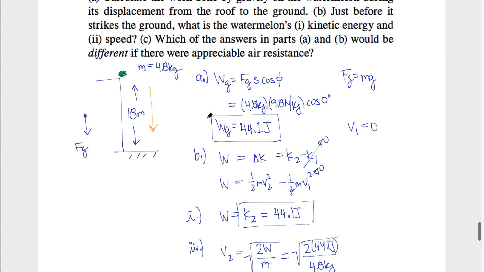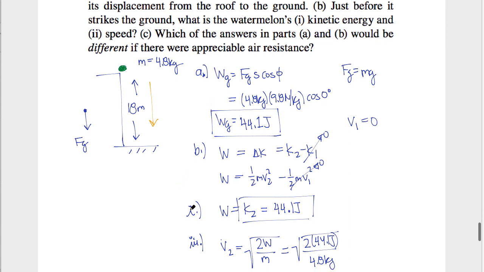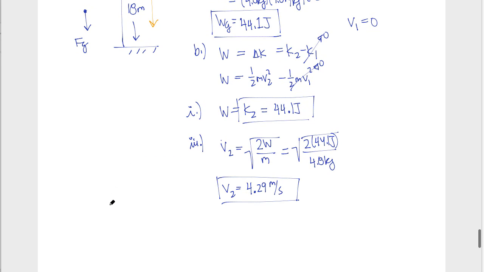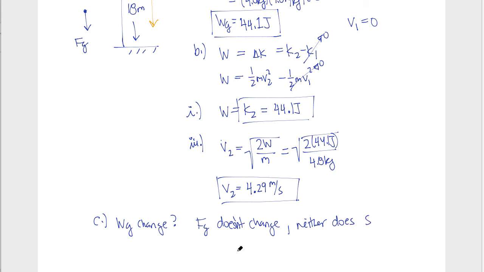Now C says, which of these from A and B would be different if there were appreciable air resistance? So this is just a conceptual understanding. The question is, would the work of gravity change? The answer is no. Fg doesn't change. The force of gravity does not change, and neither does the overall displacement. So the work done by gravity is not going to change.